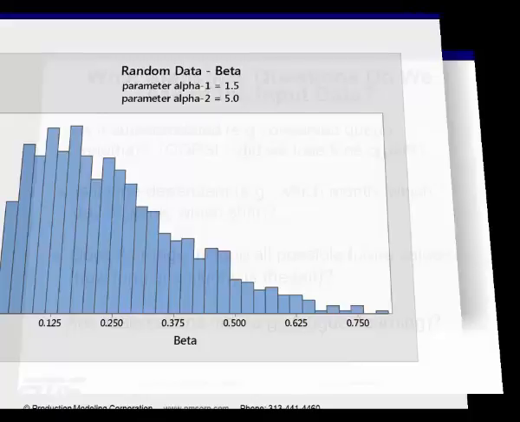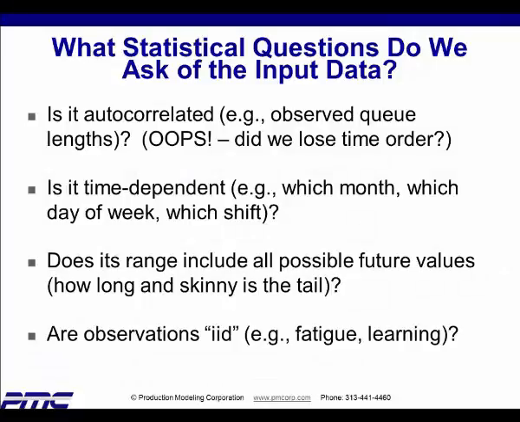Now, even after you get input data, there are some important statistical questions to ask. One of the subtle ones is, is it autocorrelated? Here's an example of autocorrelation. One of the projects I worked on a couple years ago was one of those drive-through oil change shops. Some of the drivers had their transmission oil drained and changed, and some of the drivers also had their transmission fluid drained and changed.